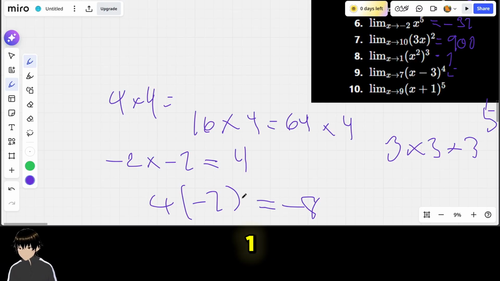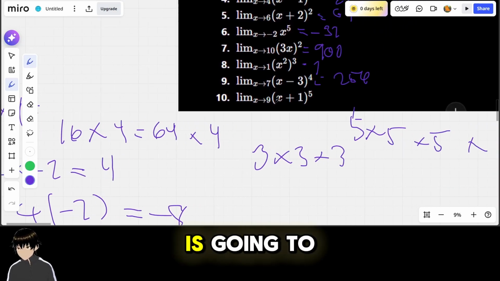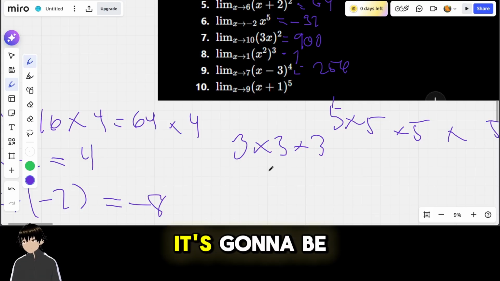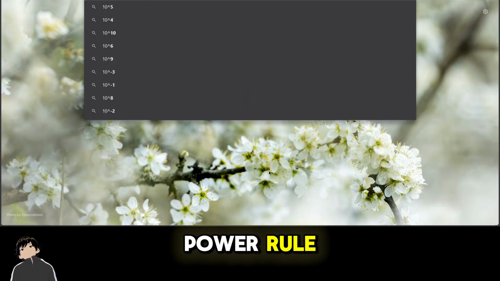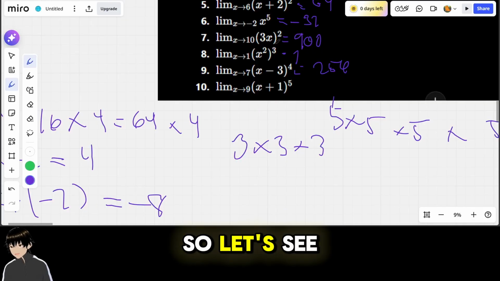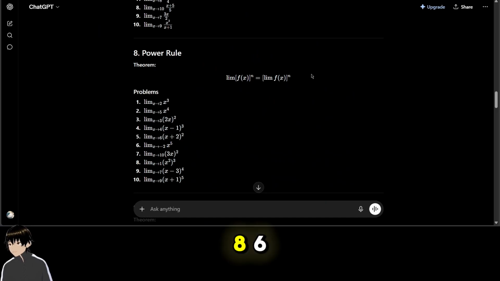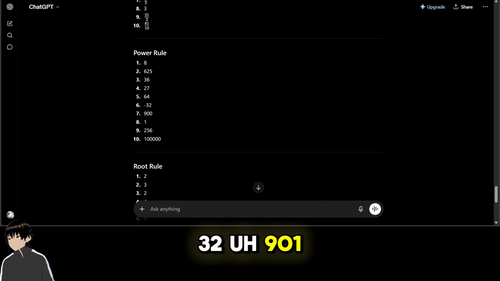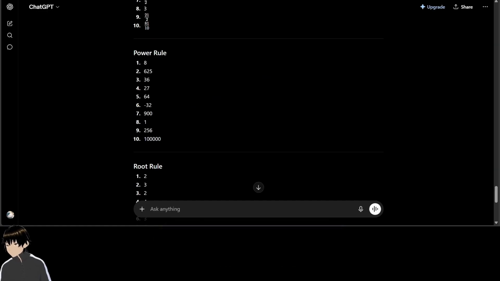Then 9 plus 1. I'm just going to use the calculator for this because it's actually a big number. Oh, I'm just going to use a calculator then. It's going to be 100,000. So that's the power rule. So let's see if our answers are correct right here. We have the power rule: 8, 625, 27, 64, negative 32, 900, 1, 256, and 100,000. We are correct on everything.